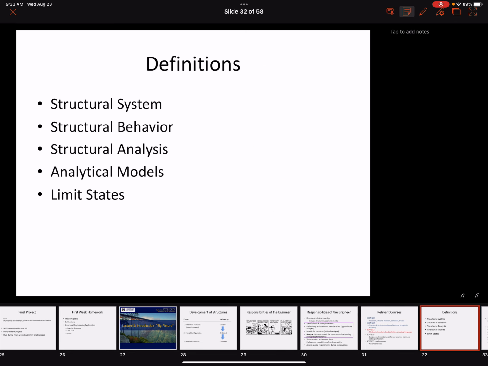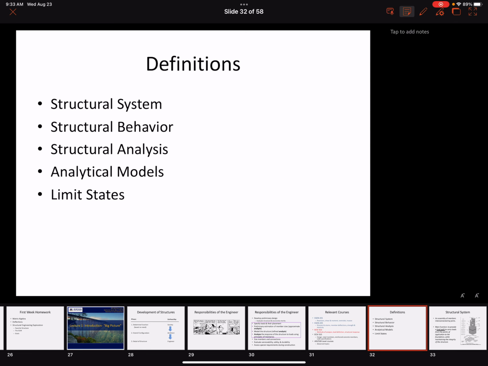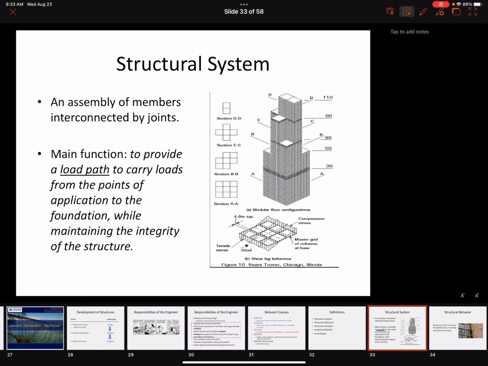All right, so now we'll go through a few definitions of these terms. First up, structural system. This is an assembly of members that are interconnected by joints. The main function of this system is to provide a load path that will carry loads from the point of application, wherever that may be, the roof, the sidewalls, inside the structure, all the way to the foundation while maintaining the integrity of the structure.